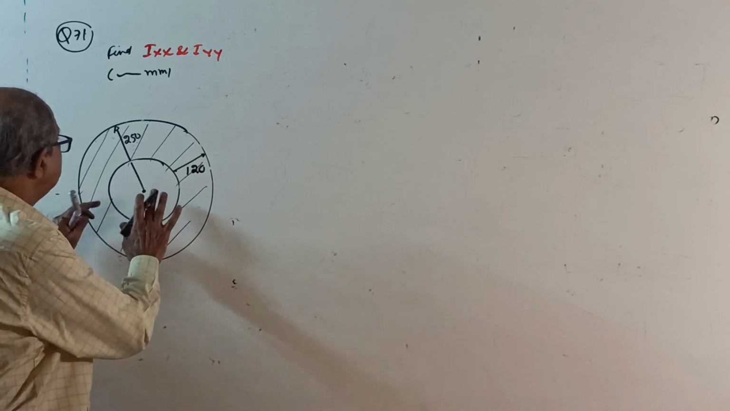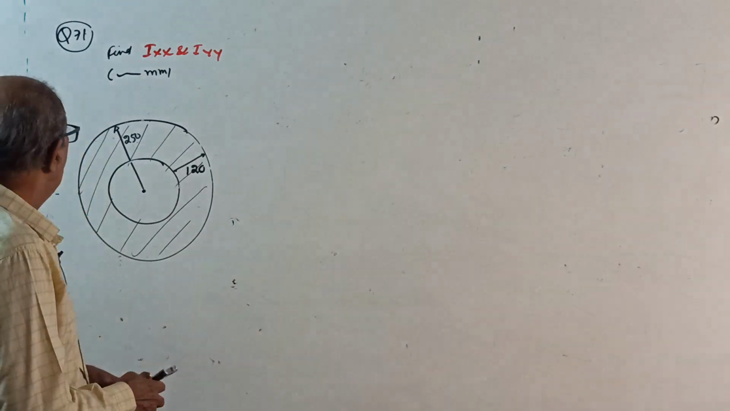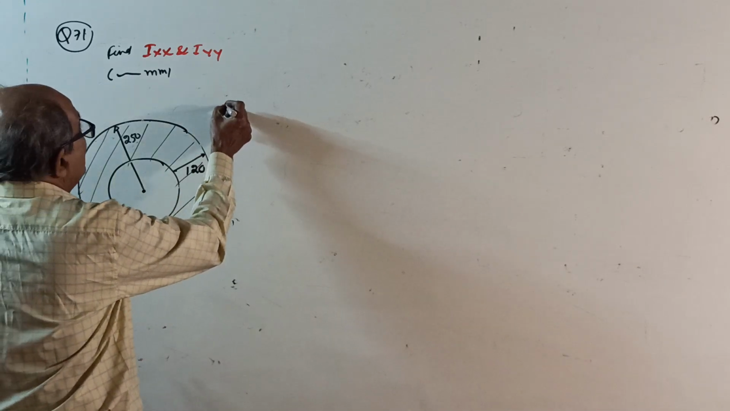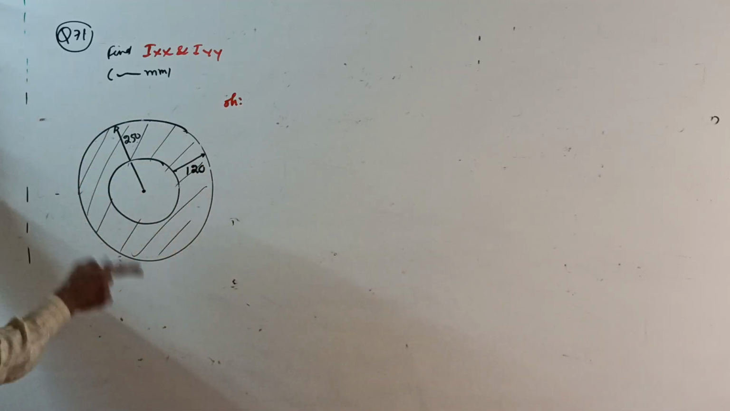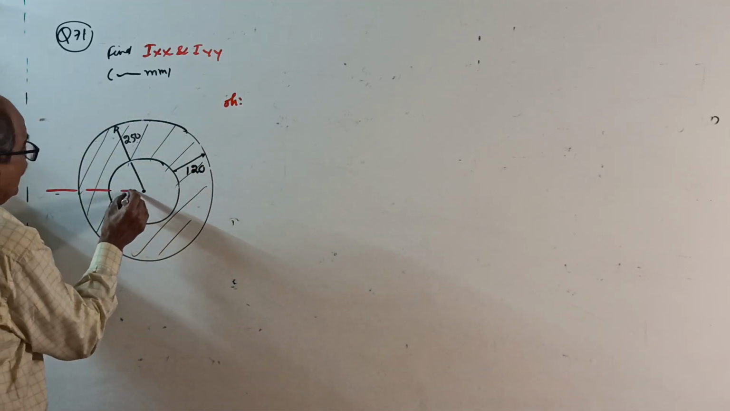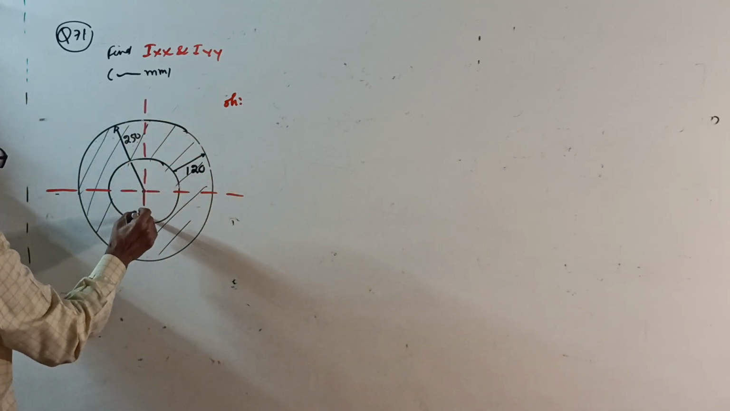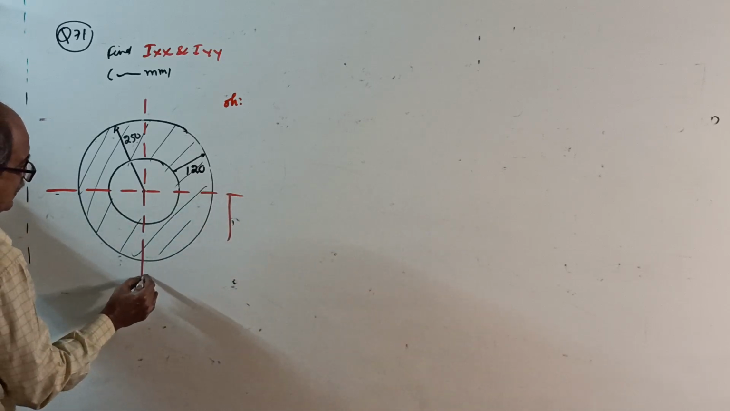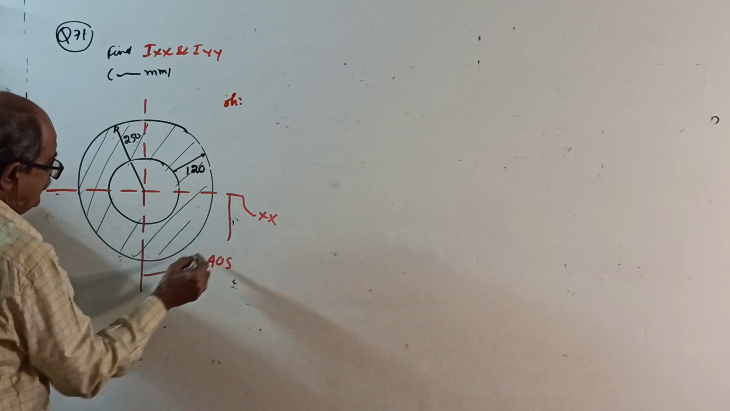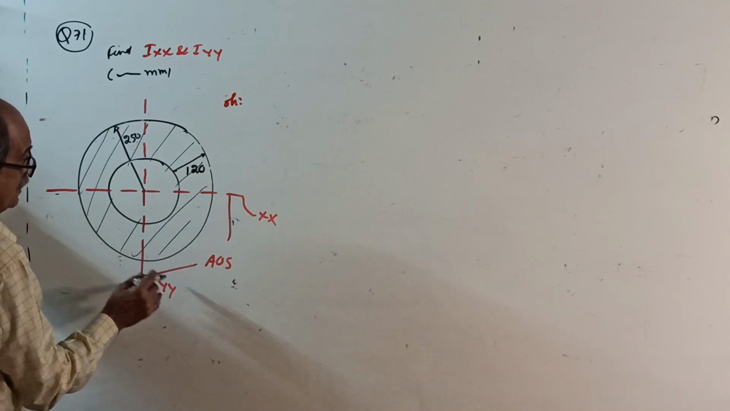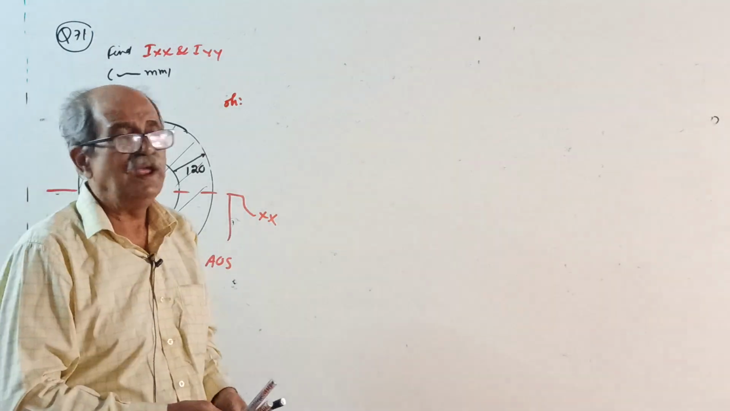Now, write the question. Now, immediately write a note. You can write, this is symmetrical. Write the sketch once again. This is symmetrical about both xx and yy. These both are axes of symmetry. This will be your xx, this will be your yy. Therefore, there is no need of finding x bar or y bar.